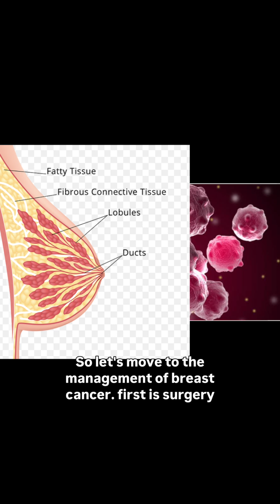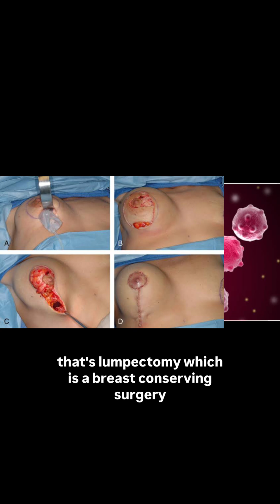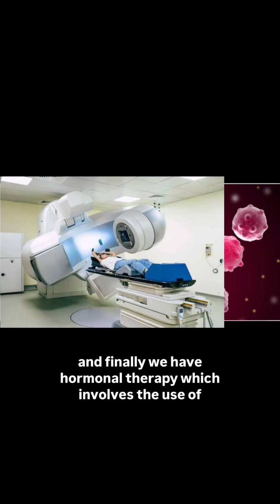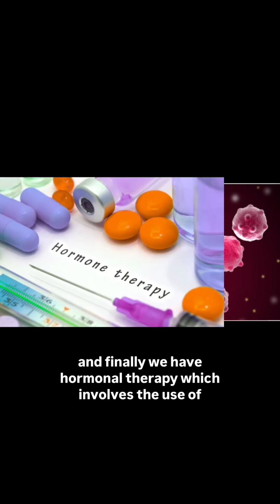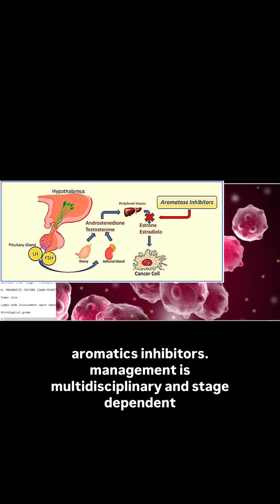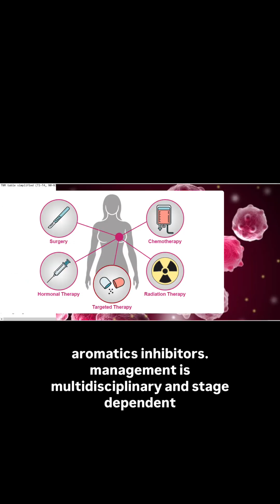So let's move to the management of breast cancer. First is surgery, that's lumpectomy, which is a breast conserving surgery, mastectomy, and sentinel lymph node biopsy. Next is chemotherapy, which could be neoadjuvant or adjuvant. Then radiotherapy. And finally, we have hormonal therapy, which involves the use of tamoxifen and aromatase inhibitors. Management is multidisciplinary and stage dependent.